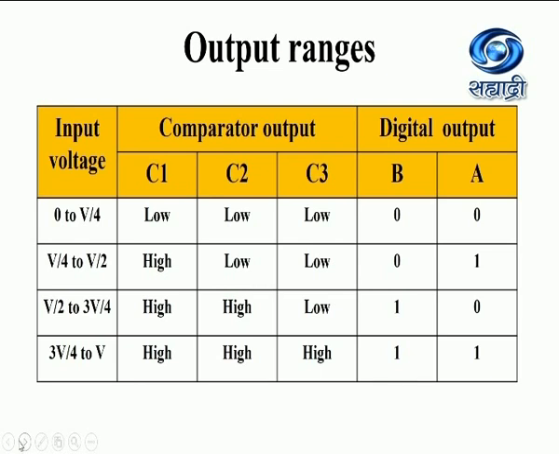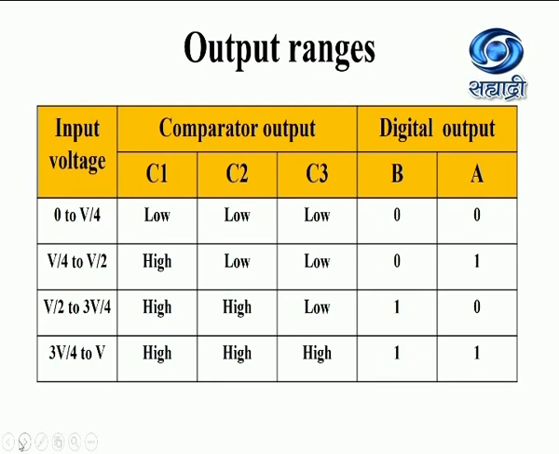If the input voltage is between V/2 and 3V/4, then C1 and C2 are high and C3 is low, and we will get the digital output 1 0, that is binary 2. And if the input voltage is between 3V/4 and V, then all comparators are high and we will get 1 1, that is binary 3 as the output.